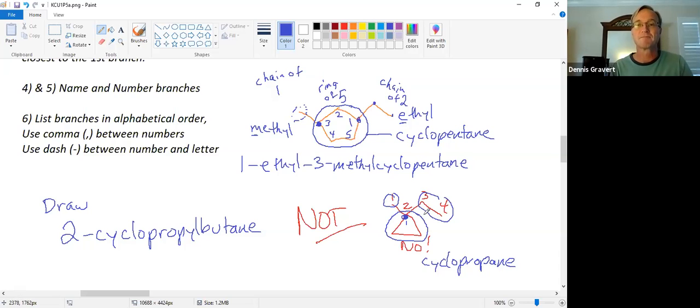There is, however, a methyl group on carbon 1 and an ethyl group on carbon 1. It says right up here, put those groups in alphabetical order. So we're going to put ethyl first, followed by methyl.